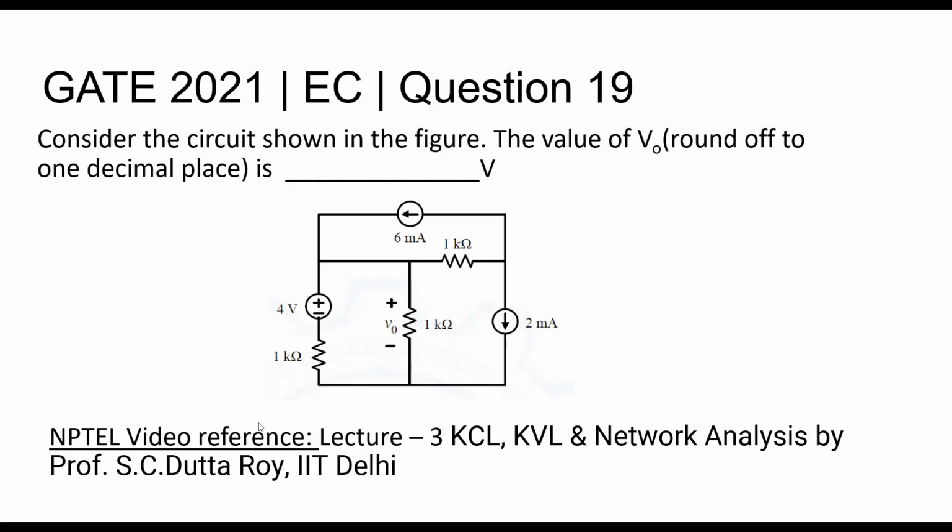Electronics and Communication Engineering, GATE 2021. Consider the circuit shown in the figure. The value of V0 rounded off to one decimal place is dash volt.